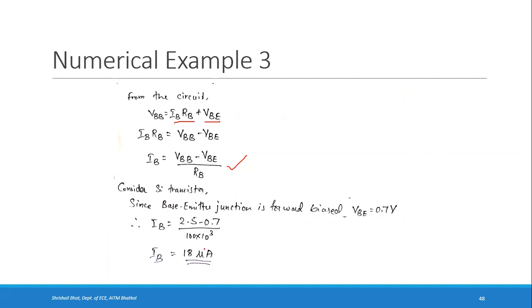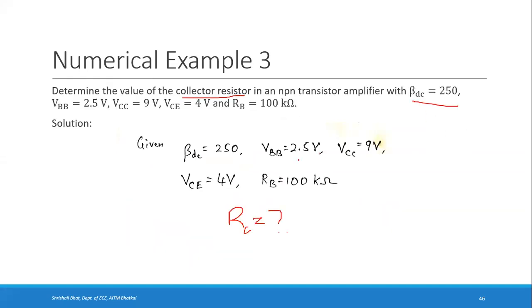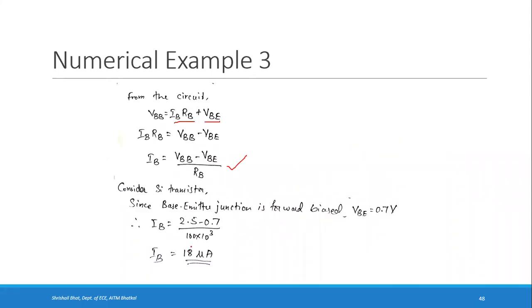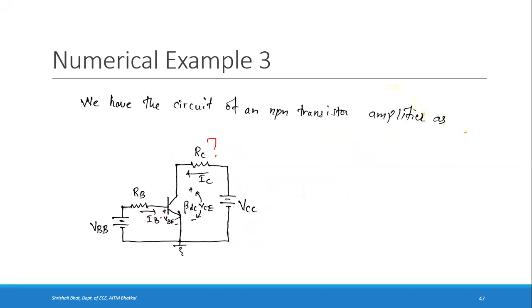So substituting all of this, VBB is given as 2.5, VBE you are taking as 0.7, RB is given as 100 kilo ohms. Substituting and calculating, you will get the value of IB as 18 microamps. So this is the input current, that is IB.